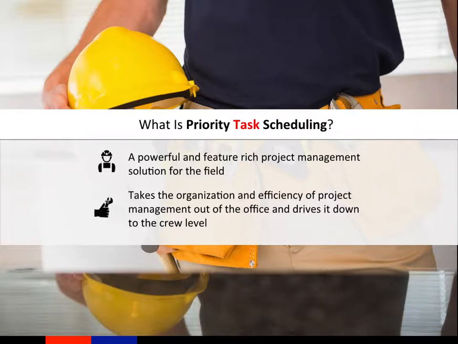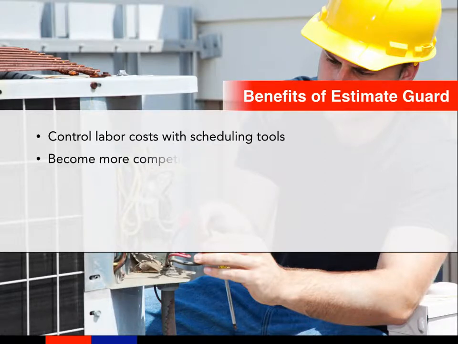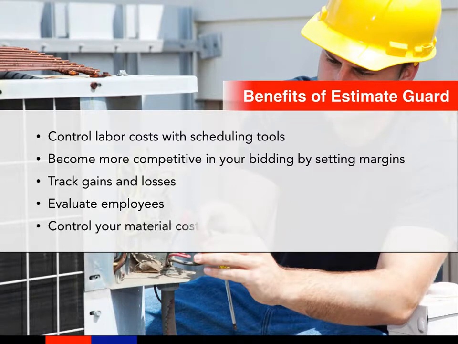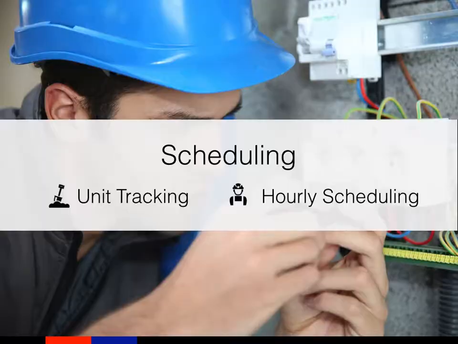crew level. I'm going to show you how the features of Estimateguard can help you control labor costs, become more competitive in your bidding, track gains and losses right down to the penny, evaluate employees in real time, and control your material costs. Since labor is typically the largest cost on any project, we'll start with scheduling. Estimateguard offers two types of scheduling: unit tracking and hourly scheduling.